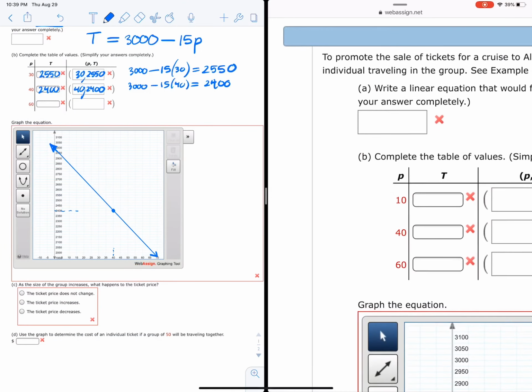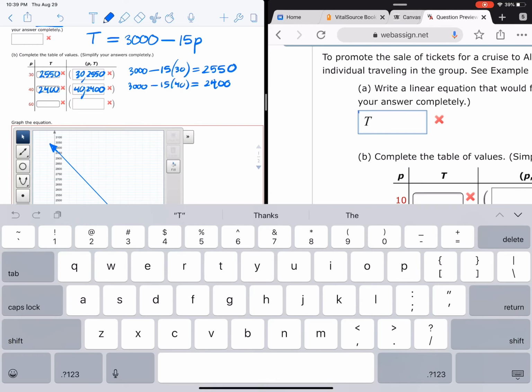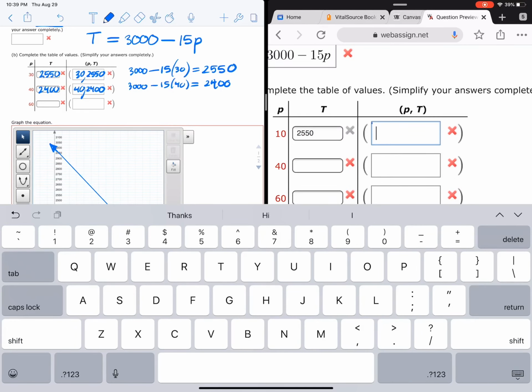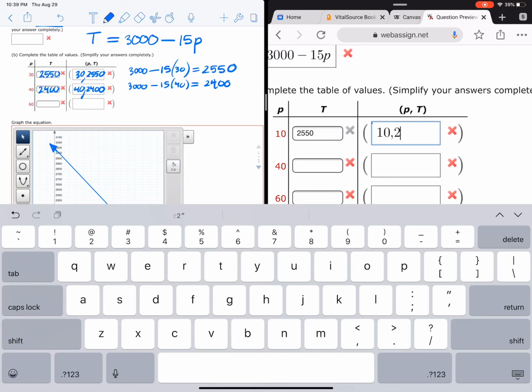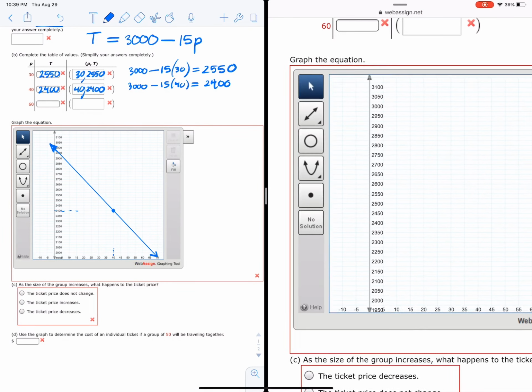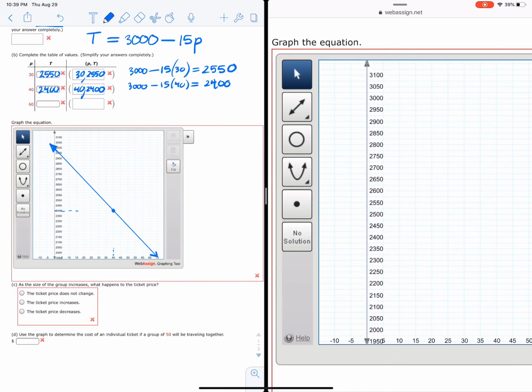Just plug this stuff in. T equals 3,000 minus 15p. Here we got 2550. We have 10 comma 2550, and so forth. You can plug those things in on your own. Let's focus on this. This is a little bit tough. 3,000. Let's hit the line. Select that and now click there. Boom, you got one point.